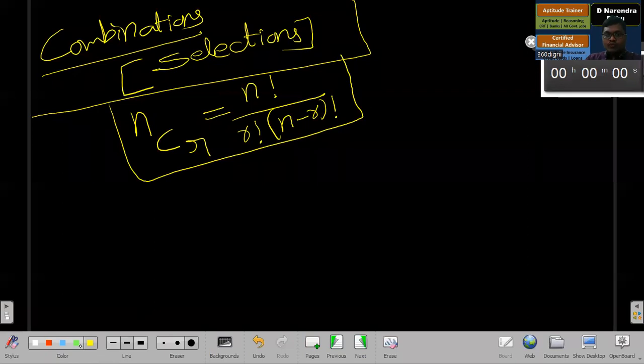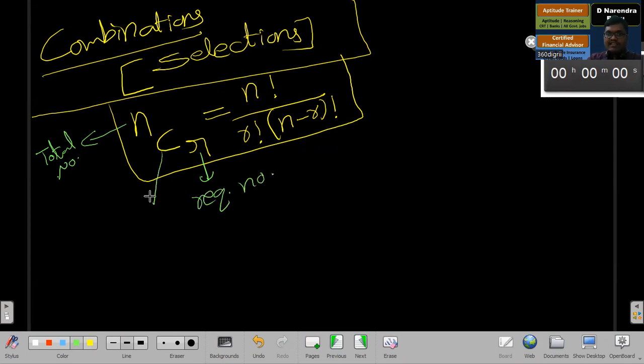You have to know. n means total number. r means required number. C is a term that represents we are using combinations.